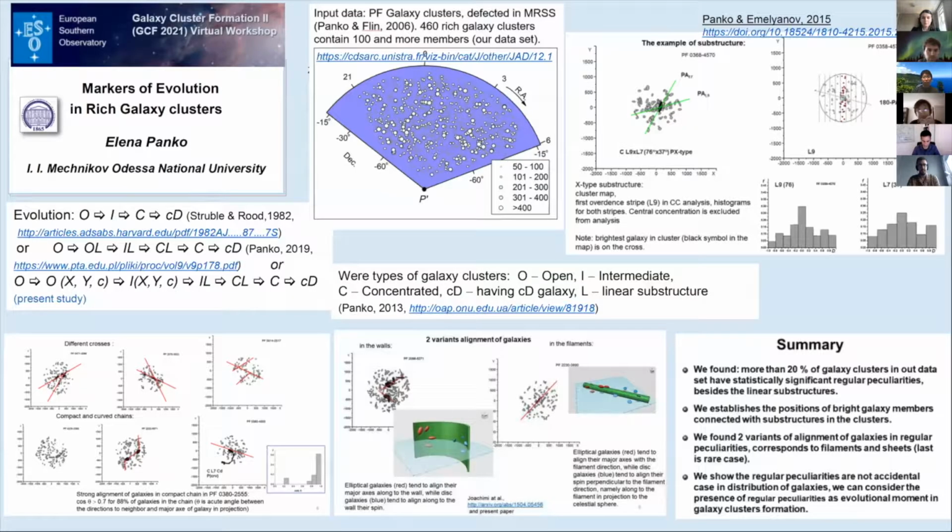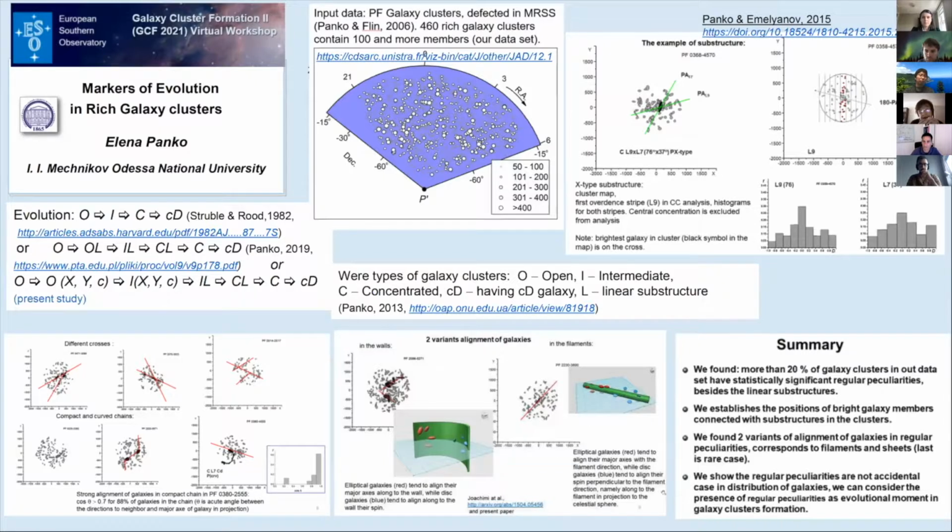Hello everybody from the Black Sea. My work is connected with inner substructures in galaxy clusters with richness 100 and more. Me and my PhD students, Sviatoslav Yemelyanov and Anton Serginova, suppose the peculiarities in galaxy distribution in clusters reflect the different ways of cluster evolution, from open ones without any peculiarities to compact, regular ones with a cD galaxy. On the left in the slide, these ways are shown.